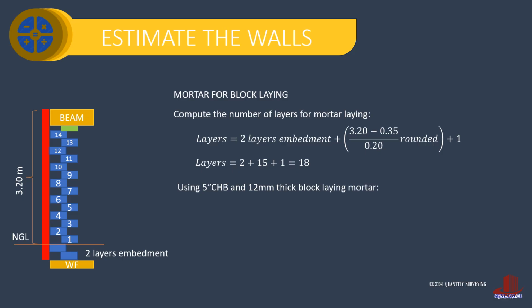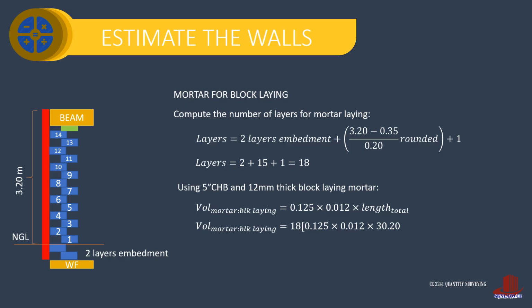Using 5 inches CHB and the standard thickness of mortar for block laying as half an inch, we compute the volume of mortar as 0.125 by 0.012 by the total length. That is then 18 layers of 0.125 times 0.012 times 30.2 meters, giving 0.8154 cubic meters. Take note that we have used the gross length of 30.2 meters, as it is so tedious if we still take out the layers coming from the openings.